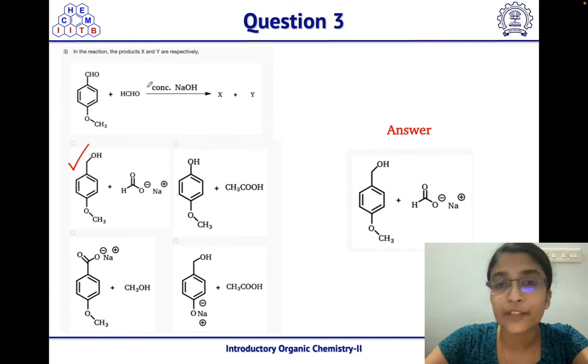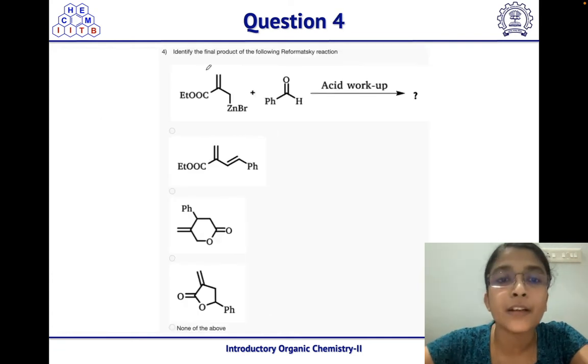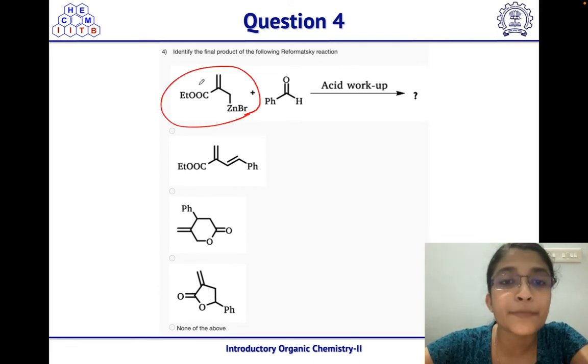Now we will move on to question 4. Here, identify the final product of the following Reformatsky reaction. They have mentioned it is a Reformatsky reaction. So this zinc bromide species will undergo condensation with this benzaldehyde, and upon workup we will get one of these three products, or it can be none of the above. We will see what is the right answer by evaluating the mechanism of the Reformatsky reaction in the reaction that is given to us.